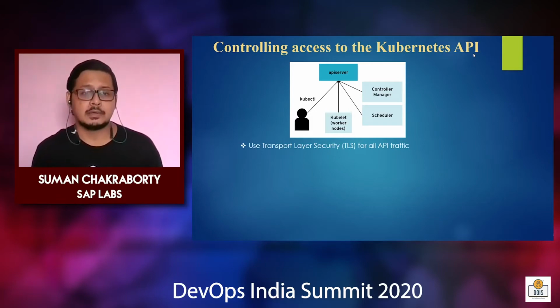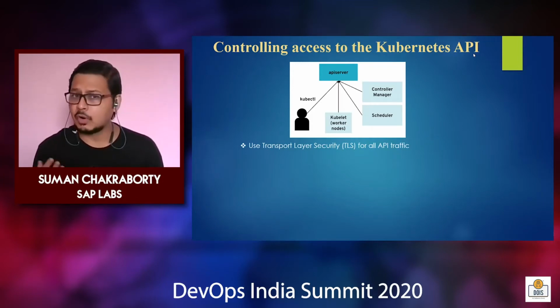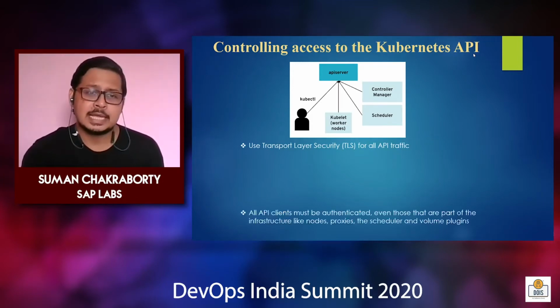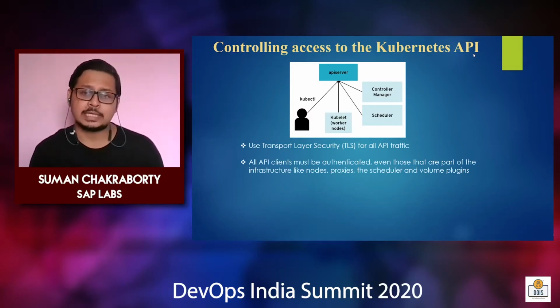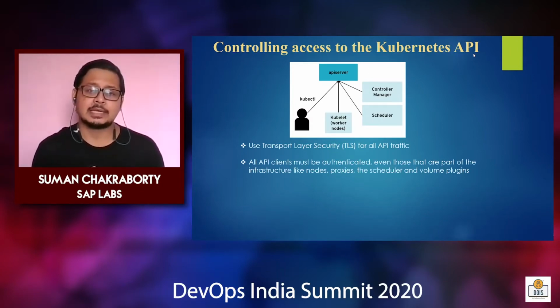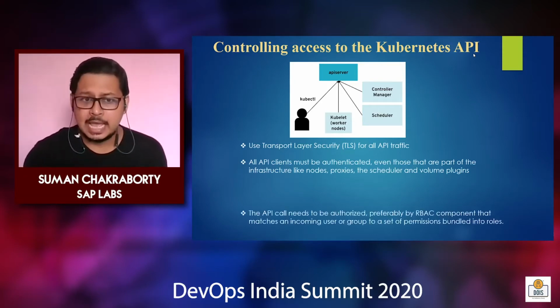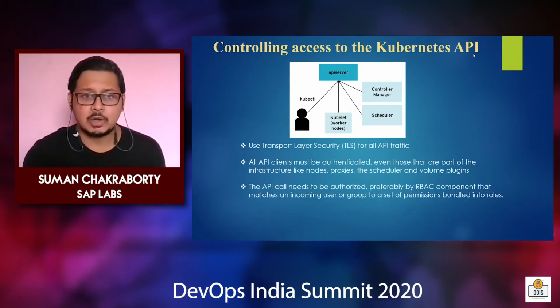You should have TLS encryption provided for all the API traffic that you are running. All the API clients must be authenticated, even those that are part of the infrastructure, such as node proxies, the scheduler, and the volume plugins. The API calls also need to be authorized.